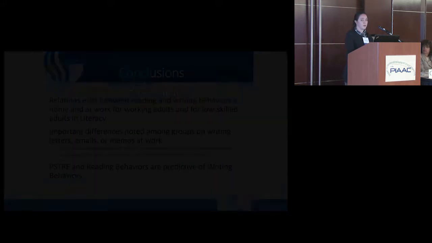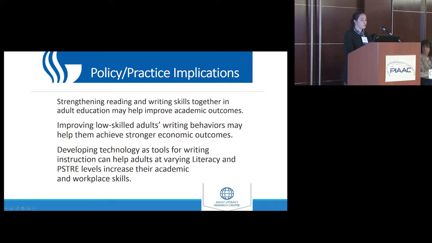In terms of practical implications, strengthening reading and writing skills together in adult education may help to improve academic outcomes. Improving low-skilled adults' writing behaviors, but more importantly, their writing abilities may help them actually achieve GEDs and ultimately achieve better economic outcomes. And developing technology, since PSTRE was an important predictor, as tools for writing instruction can help adults at varying literacy and PSTRE levels increase their academic and workplace skills.